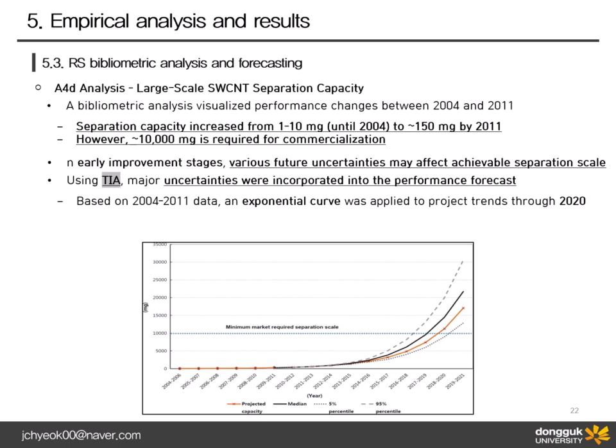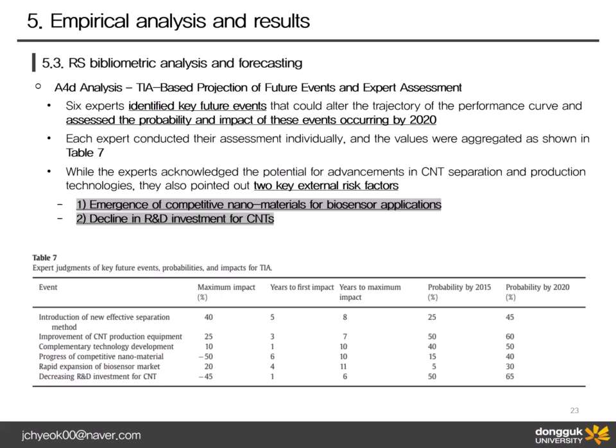Therefore, trend impact analysis was applied to incorporate major future uncertainties and adjust the projected performance trend using historical performance data from 2004, 2011, and an exponential curve was applied to extrapolate and forecast the performance up to 2020. Experts then identify major future events that could alter the performance curve and assess both the probability and impact of these events through 2020.